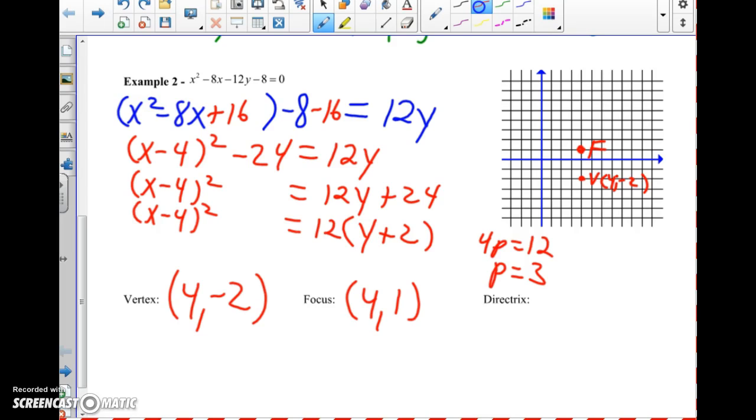Let's go to the vertex and count 3 down, and that's where my directrix is. 1, 2, 3, right there, and that's where my directrix is. There's my directrix. Now what's the equation of that? Y equals negative 5. Look how quick you're doing this now. Y equals negative 5.